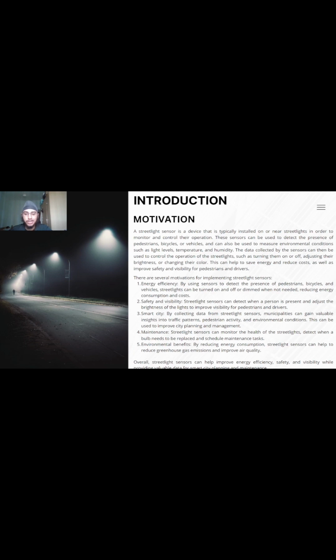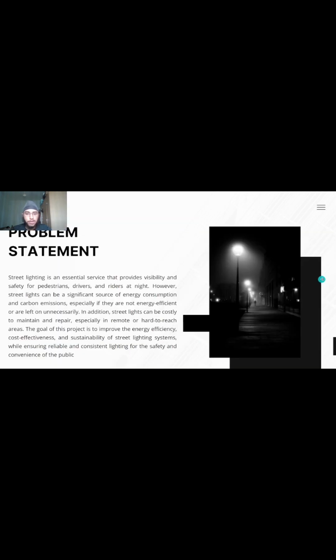Smart city. By collecting data from streetlight sensors, municipals can gain valuable insights into traffic patterns, pedestrian activity, and environmental conditions. This can be used to improve city planning and management. Maintenance. Streetlight sensors can monitor the health of the streetlights and detect when the bulb needs to be replaced and schedule maintenance tasks. Environmental benefits. By reducing energy consumption, streetlight sensors can help to reduce greenhouse gas emissions and improve air quality. Overall, streetlight sensors can help improve energy efficiency, safety, and visibility while providing valuable data for smart city planning and maintenance. Next, we'll be doing a problem statement.